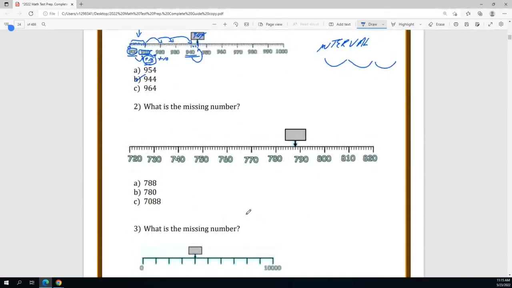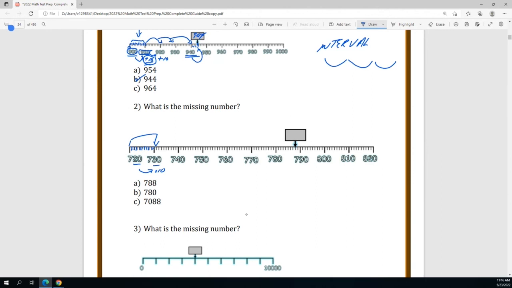For instance, let's check our next one. It starts at 720, goes to 730. So it's showing me intervals of 10. That means it's increasing by 10. Let's check the segments. 1, 2, 3, 4, 5, 6, 7, 8, 9, 10. Each segment is also a unit or one piece. So there are 10 segments between each number.